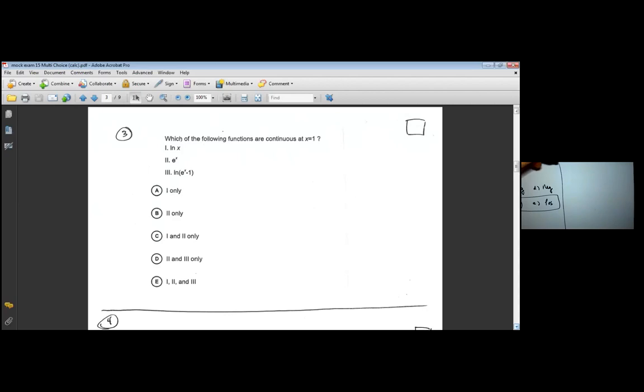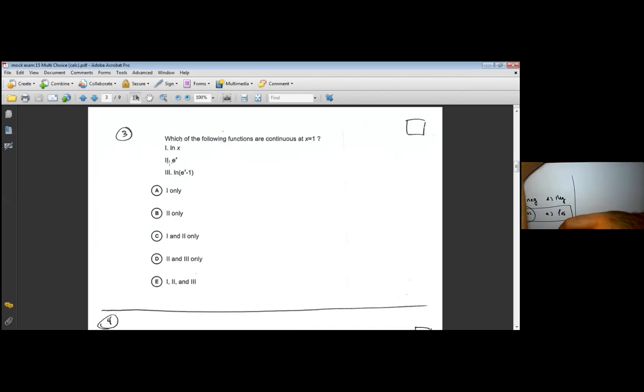I said that all of them were continuous, but I was really unsure about this one. Anybody else have anything? All right, so to do this, we have to graph this first off.